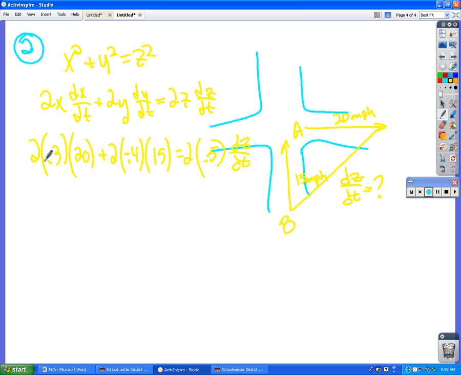So let's do it: what's 2 times 0.3 times 20? 12. Then this is going to be minus 2 times negative 0.4 times 15, which is negative 12, because it's below 0. So the answer is 0. And then 2 times 0.5 is 1, so dz/dt. Is that correct? Yeah. So the correct answer to that problem is 0.